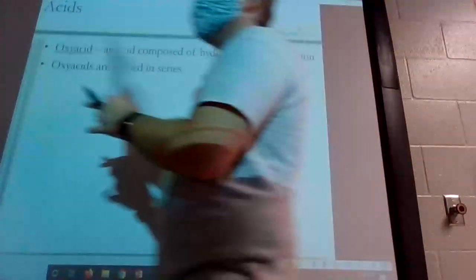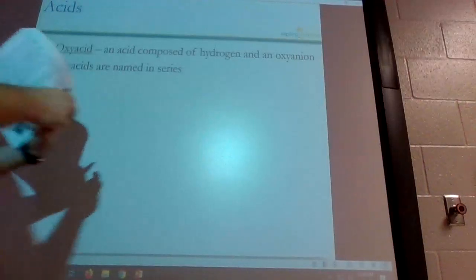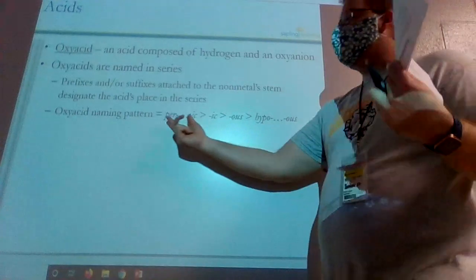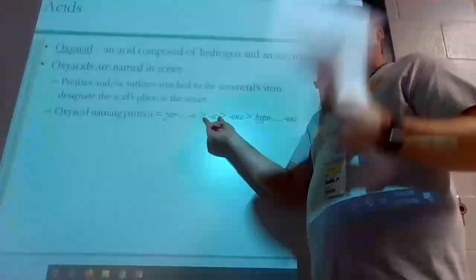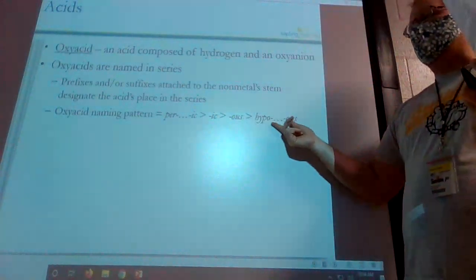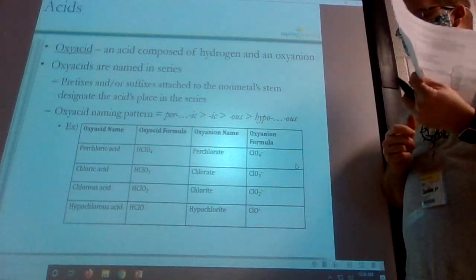So instead of hydrochloric acid, it might be chlorus acid. So us instead of ick. And then at the bottom, you have hypo us. So those are your 4 different ones that you have here. They have it laid out. Per ick is going to have the most oxygen. Then you go down to ick, then you go down to us, and then you go down to hypo us.